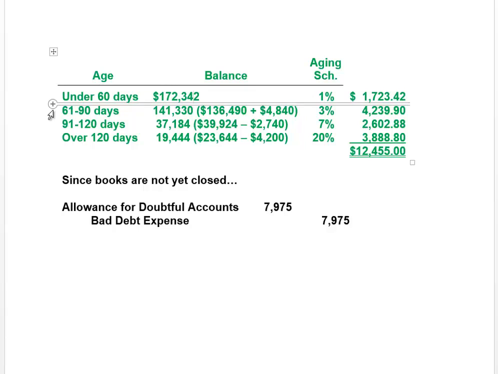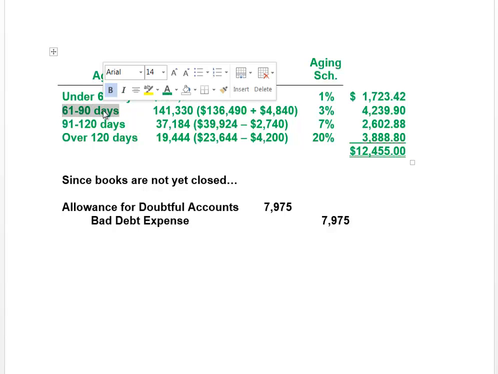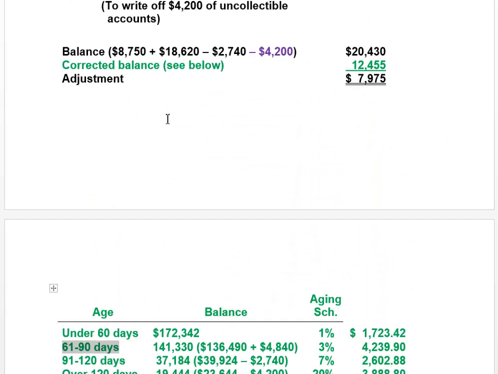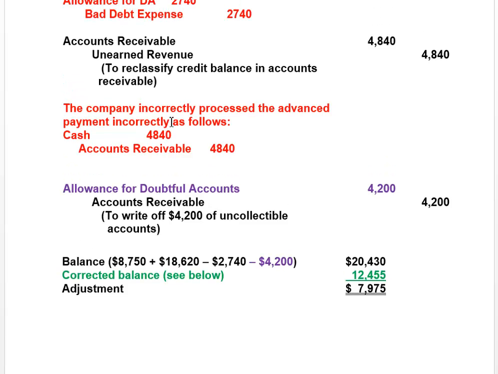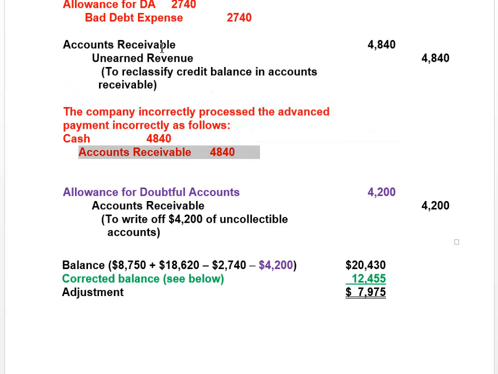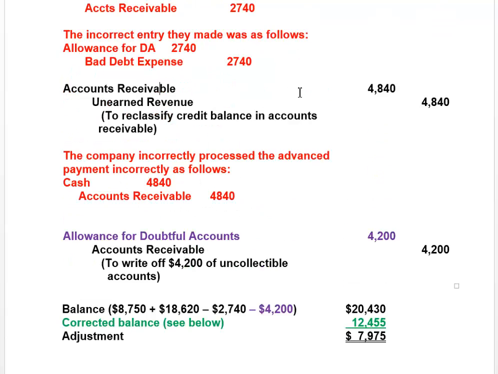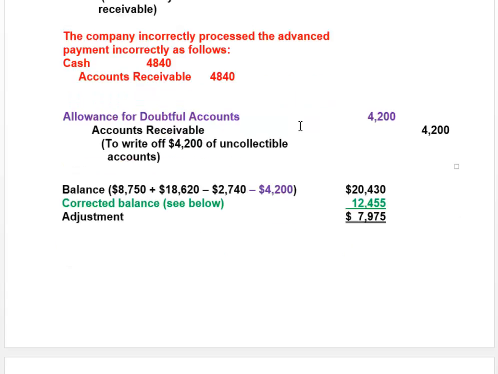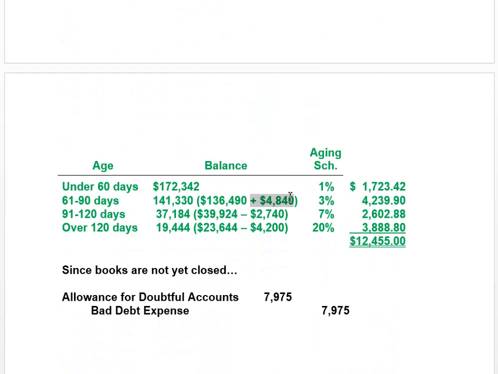However, you'll remember in the 61 to 90 day category, there was a receivable that we credited because of an advance payment that the customer made. We said we wouldn't have credited the receivable, we would have credited the unearned revenue. So what we're going to do is increase the accounts receivable back up. That's our correction for $4,840. So now we add the $4,840 in and multiply this total amount, which is $141,330, by 3% to get the amount in the allowance for that aging classification.